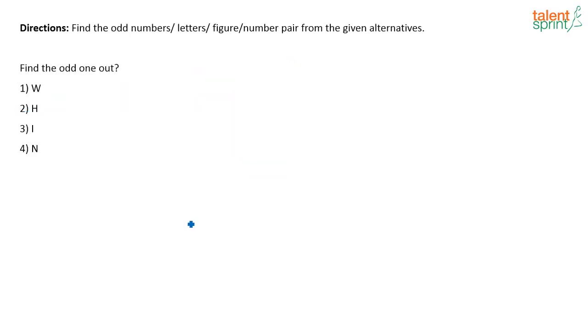Next one, find the odd one out. Here, which is the odd one out? Very easy. I is the odd one out because all the others are consonants. I is a vowel. Next, again, find the odd one out.